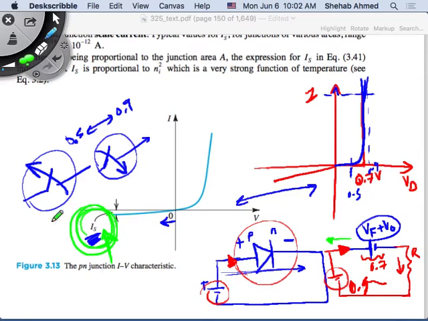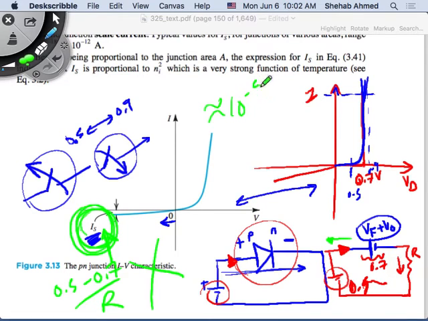So 0.5 minus 0.7 divided by R will not flow. What will flow is a maximum value of IS, which is almost 10 to the minus 15 amps. Zero, practically. Do you see how this diode functions?